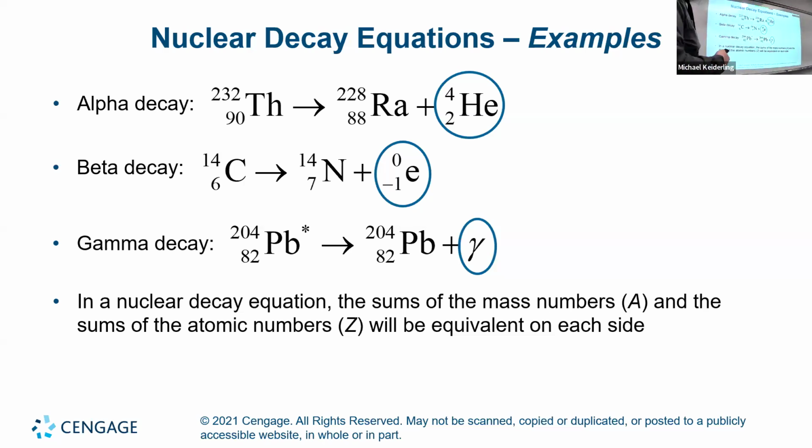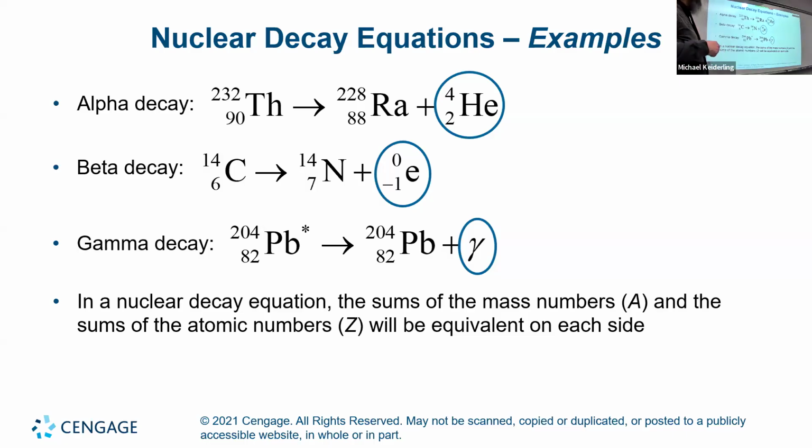So here are some examples of some nuclear decays. Here is thorium-232, which has an atomic mass of 232 and an atomic number of 90, decaying into radium-228, which has an atomic mass of 228 and an atomic number of 88, by emitting a helium nucleus. You can see if you add up the atomic masses, 228 plus 4 is 232. And if you add up the atomic numbers, 90 is equal to 88 plus 2.